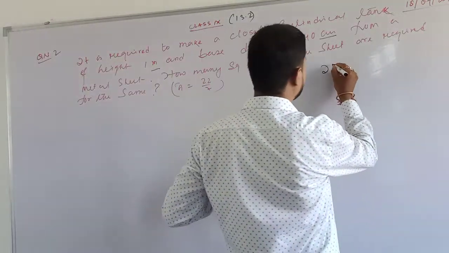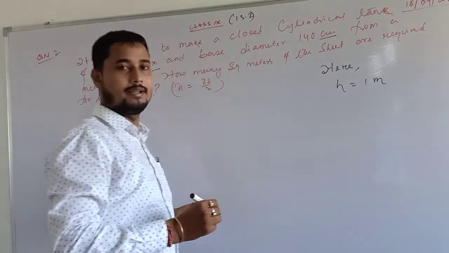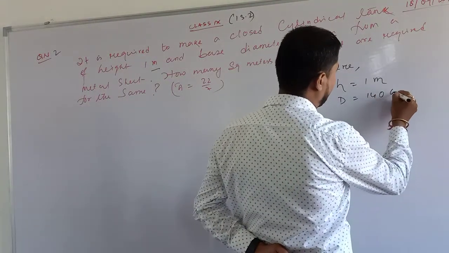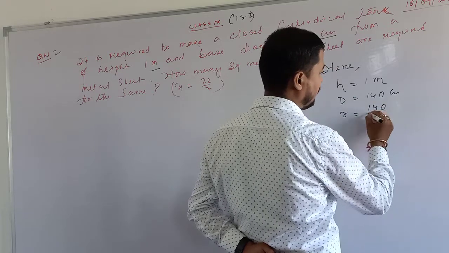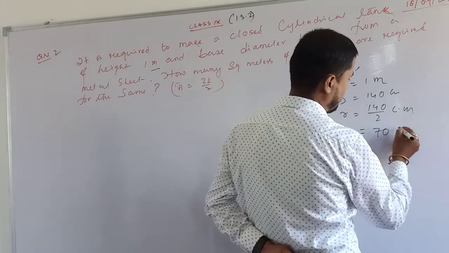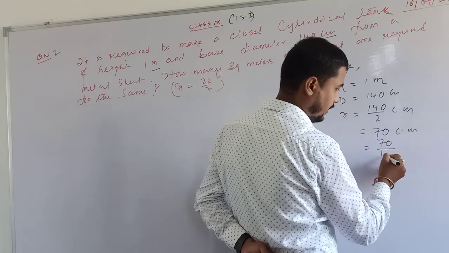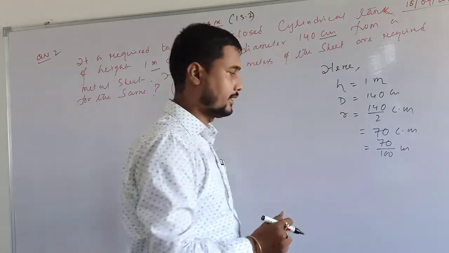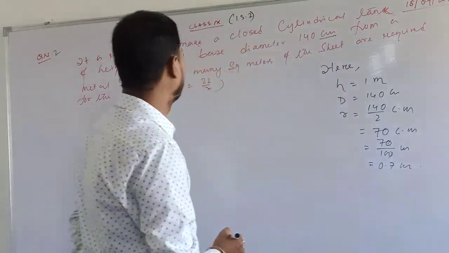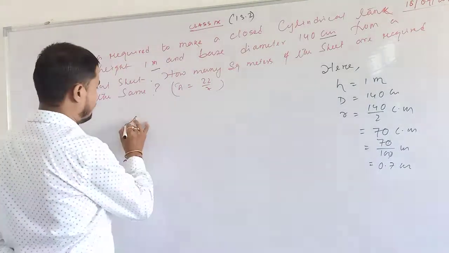Here the height equals 1 meter. Diameter equals 140 cm, so the radius equals 140 by 2, that is 70 cm. If we convert cm to meter, that is 70 by 100 meter, the zeros cancel, 0.7 meter. Now the question says it is required to make a closed cylindrical tank, that is, to prepare.